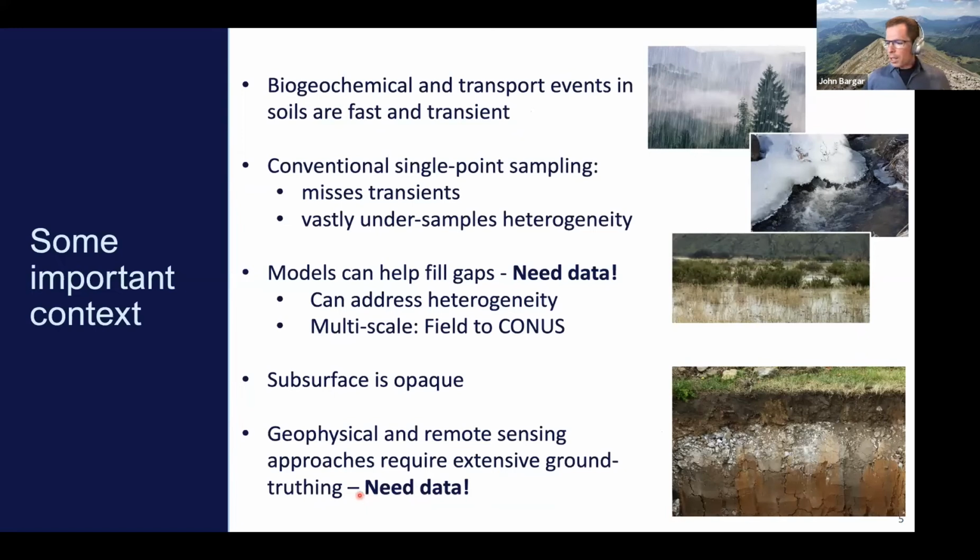Okay, so if you want to understand what we're doing in MONET, there are a few other really critical things about soil processes that you need to be aware of. The first is that biogeochemical and transport events in soils are fast and transient. And this is because the perturbations that drive them are fast and transient. These include monsoonal rainfall, which is scaled in hours. It can be flooding, which is hours to days to weeks. It can be snowmelt, which actually can be very fast. It can be leaf breakout in the spring or senescence in the fall. There are a lot of these processes that drive really rapid biogeochemical so-called hot moments and transport events.